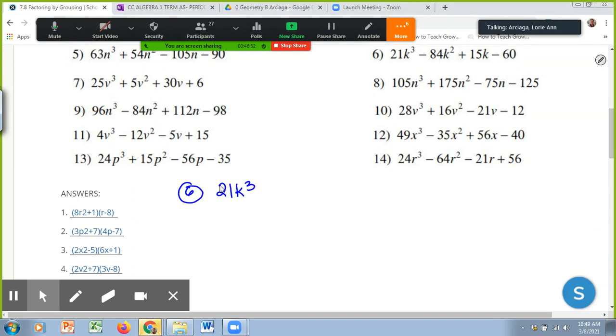21k cubed minus 84k squared plus 15k minus 16. Okay. So let's split them into two groups, right? Okay, help me out. Tell me what can divide both of these. And then this one later on.